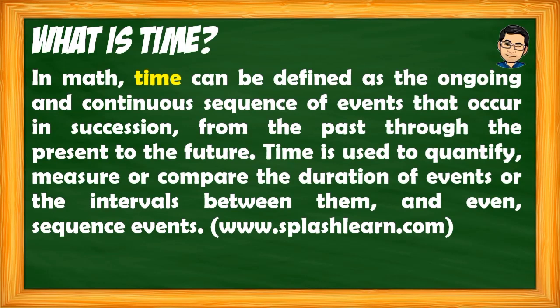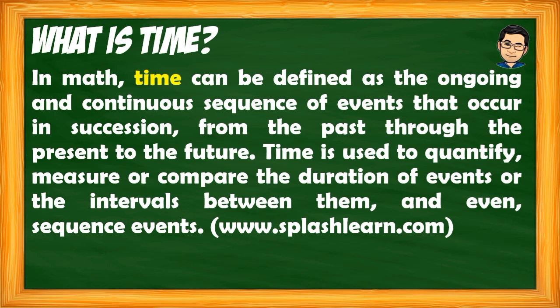In math, time can be defined as the ongoing and continuous sequence of events that occur in succession from the past through the present to the future. Time is used to quantify, measure, or compare the duration of events or the intervals between them and even sequence events.